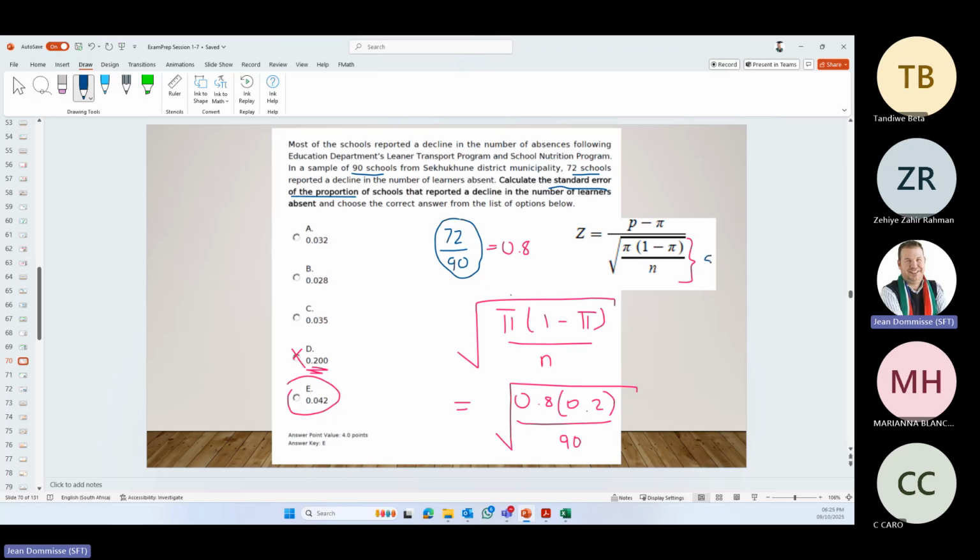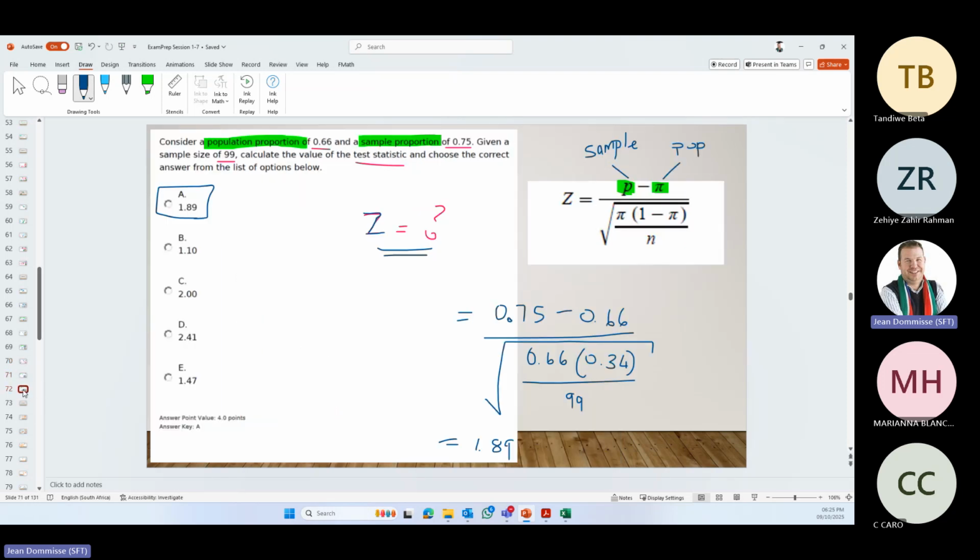Once again, as in the mean, we get a standard error for a proportion as well, and that is what is below the line. Whatever is below the line is your standard error. So the standard error of the mean was the standard deviation divided by the square root of n. The standard error of a proportion is this component that we're using.